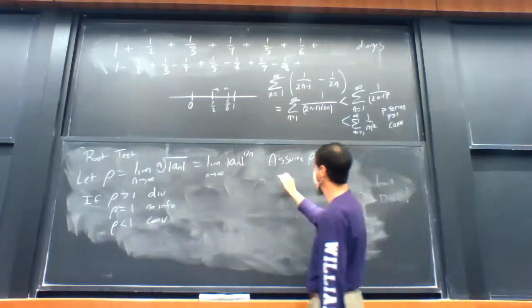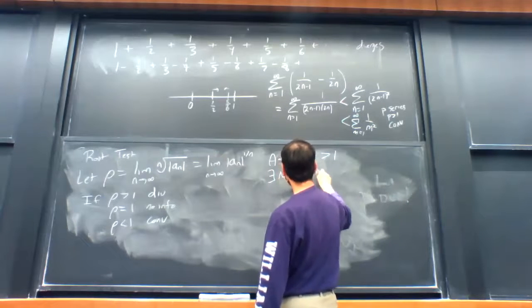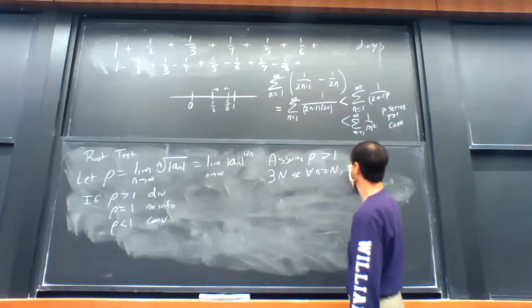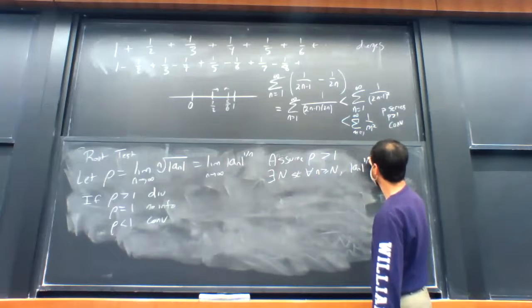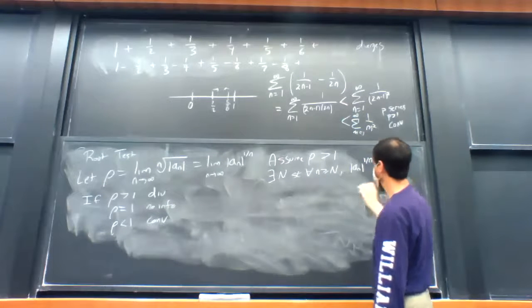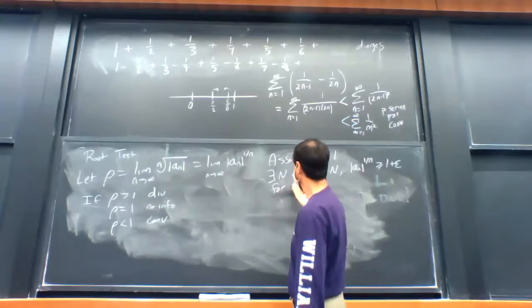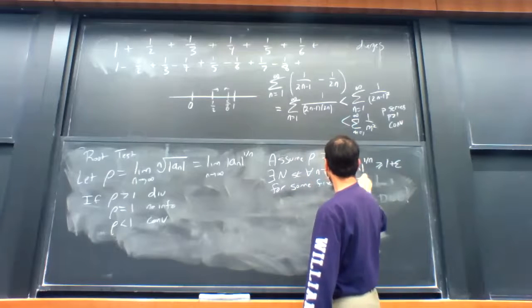So assume rho is greater than 1. So that means there exists a big N such that for all little n greater than or equal to big N, the nth root of a_n is greater than or equal to 1 plus epsilon for some fixed epsilon greater than 0.